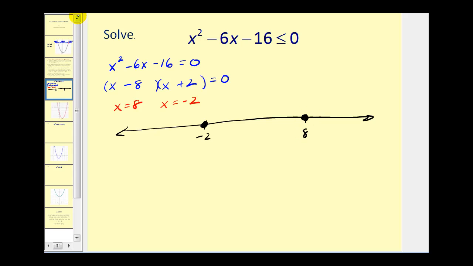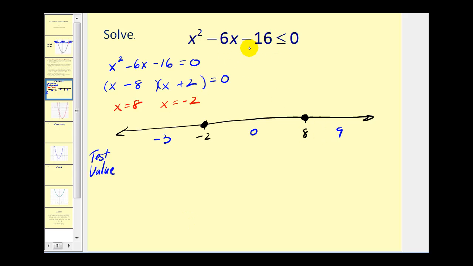Next, we're going to pick a single test value in each interval. So any number between -∞ and -2, let's say -3. A number between -2 and 8, let's just say 0. And then between 8 and +∞, let's say 9. Now what we're going to do is evaluate the left side of this inequality at these test values and see whether it's true or false.